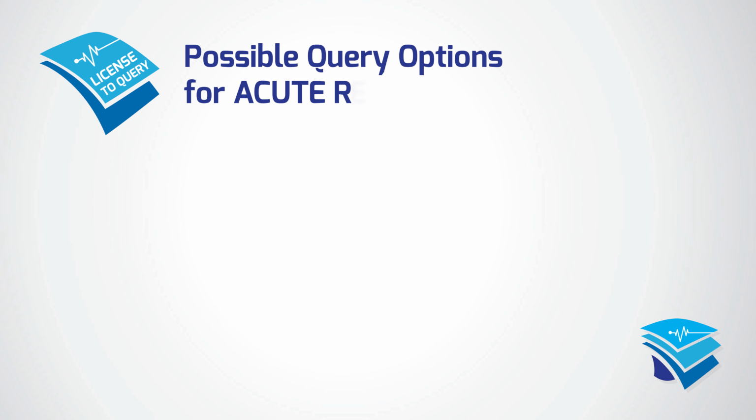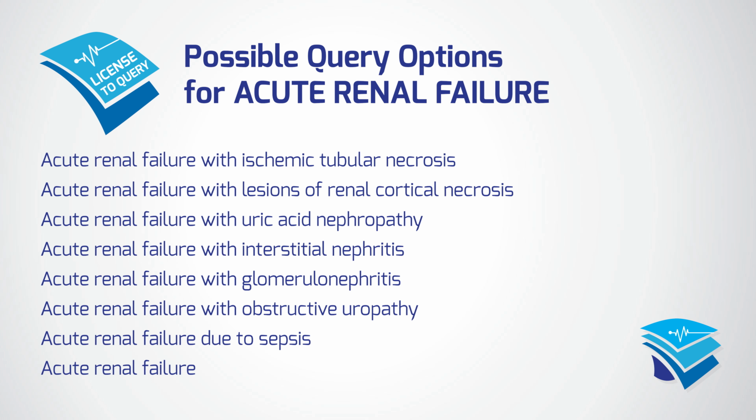Possible query options for acute renal failure: acute renal failure with ischemic tubular necrosis, acute renal failure with lesions of renal cortical necrosis, acute renal failure with uric acid nephropathy, acute renal failure with interstitial nephritis, acute renal failure with glomerulonephritis, acute renal failure with obstructive uropathy, acute renal failure due to sepsis, and acute renal failure.